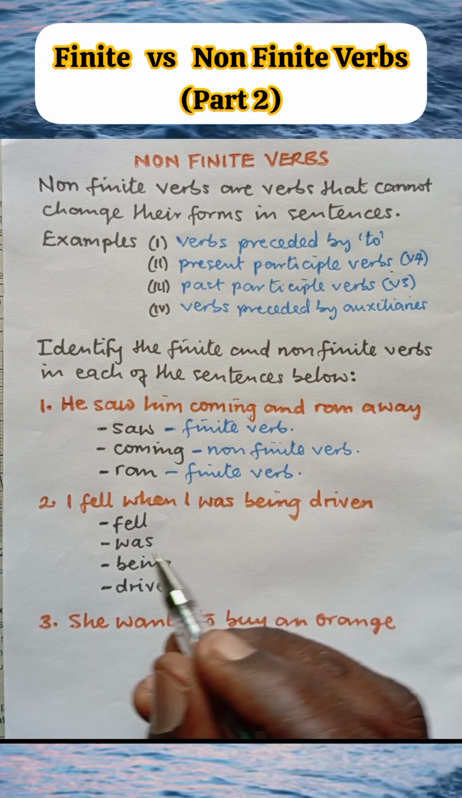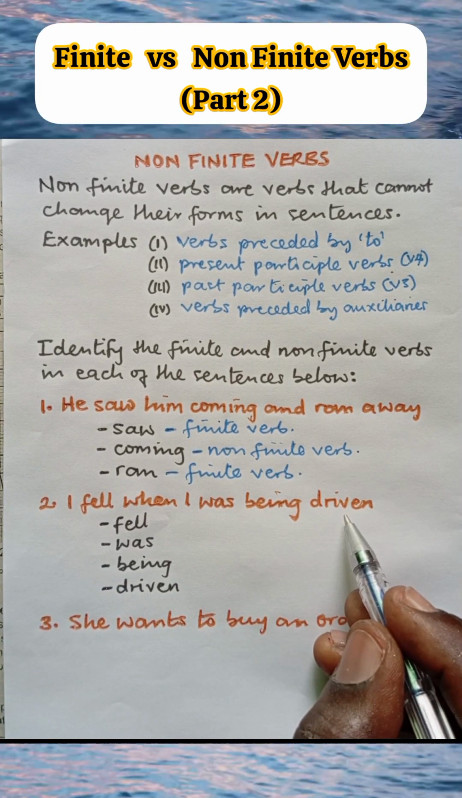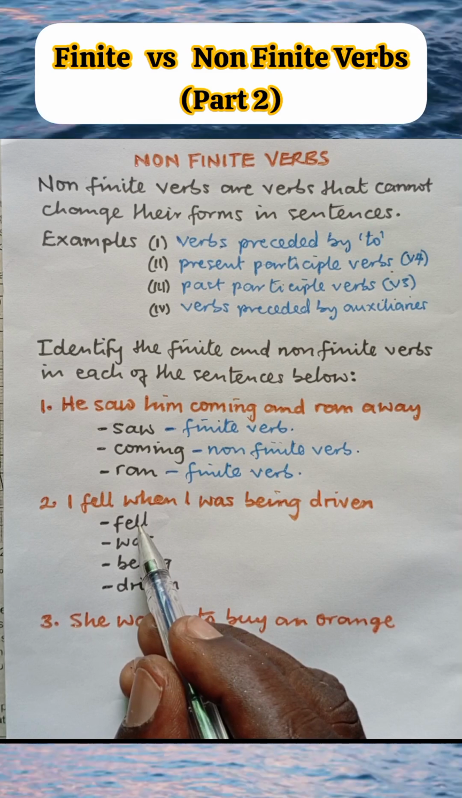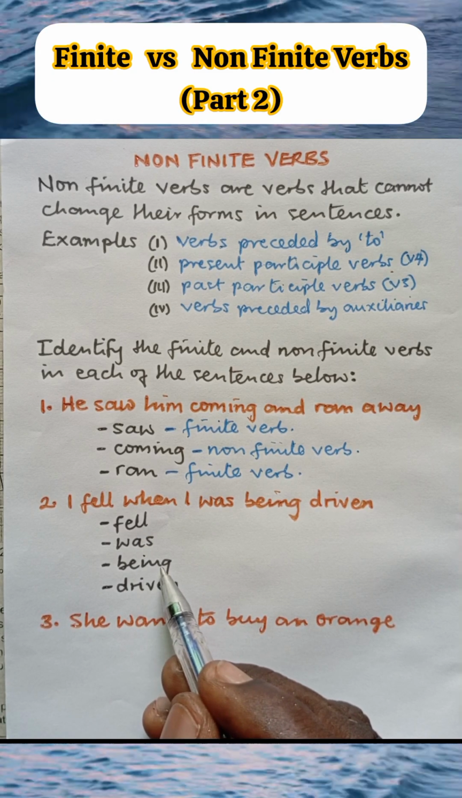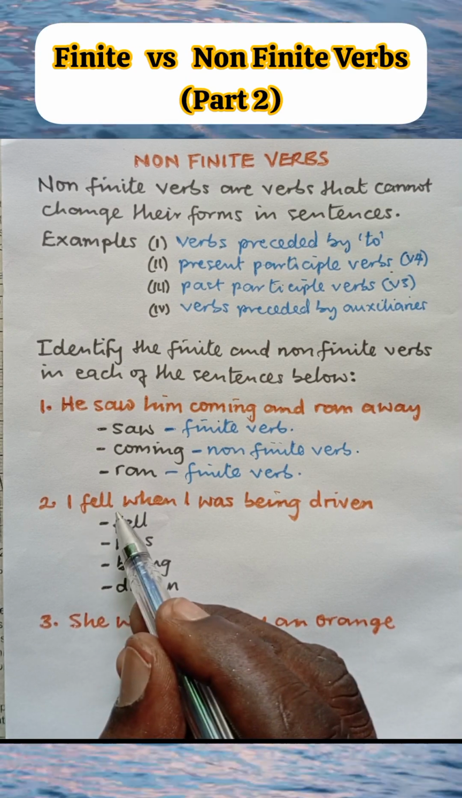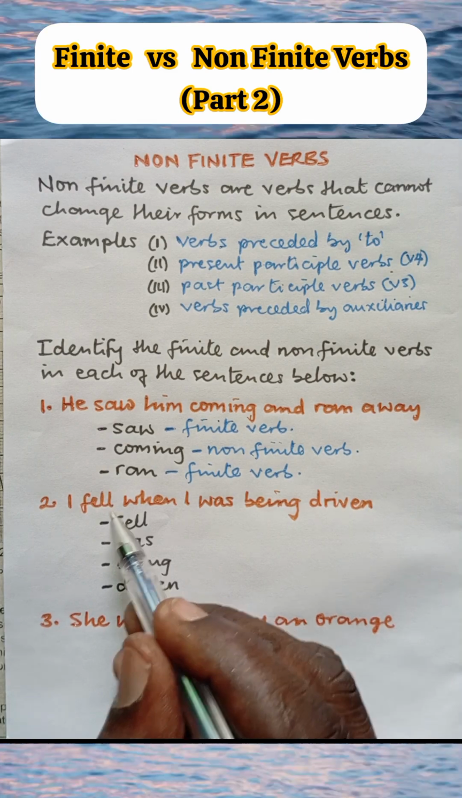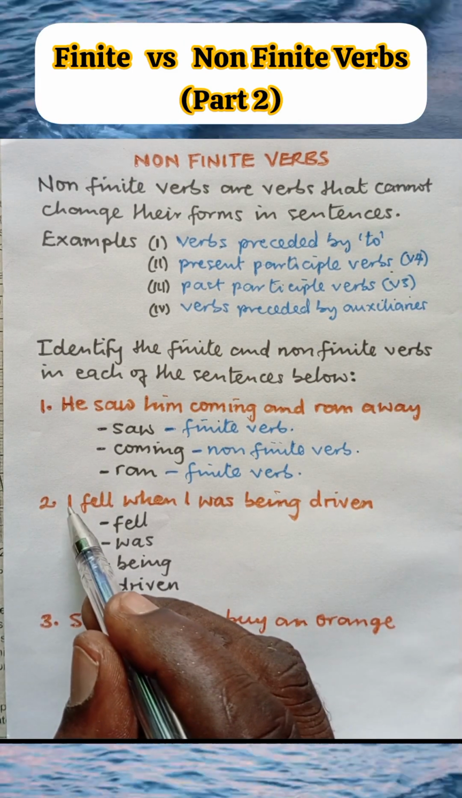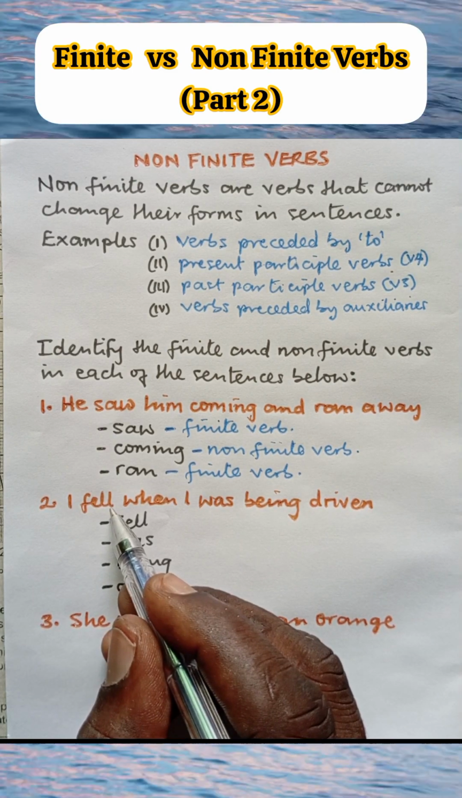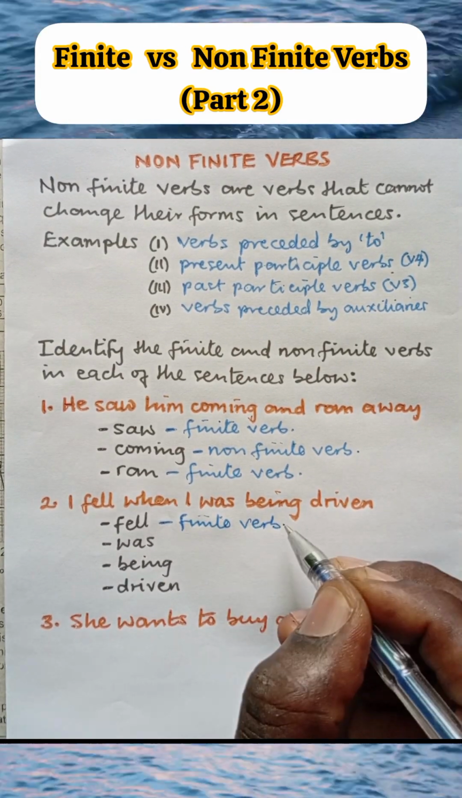Alright, let's continue. Number 2, I fell when I was being driven. The verbs here are fell, was, being, and driven. Let us start with fell. The verb fell can be inflected to be in the present tense so that the sentence reads, I fall. So the verb fell is a finite verb.